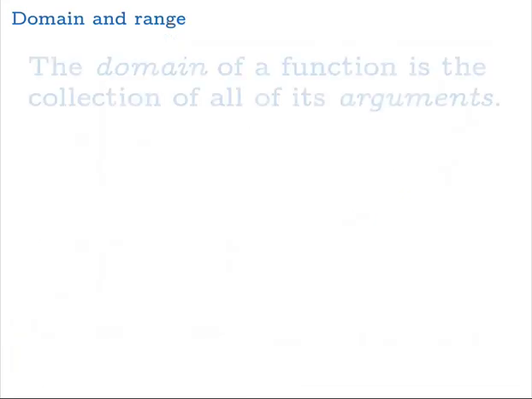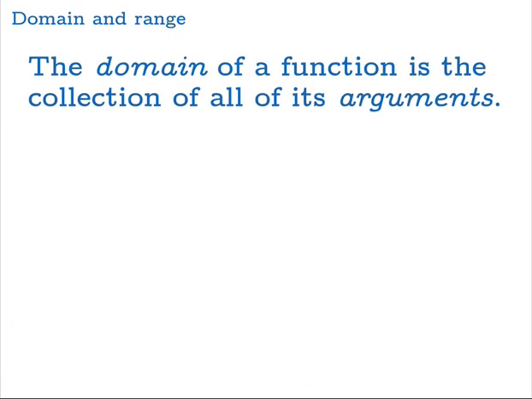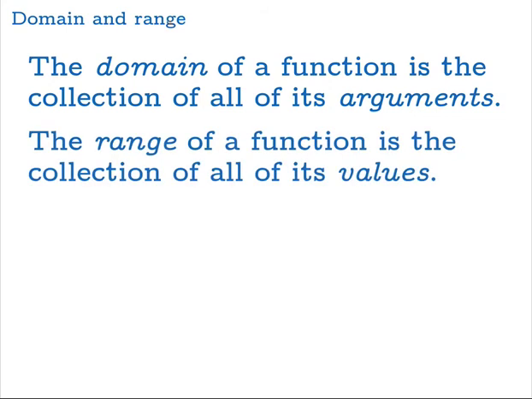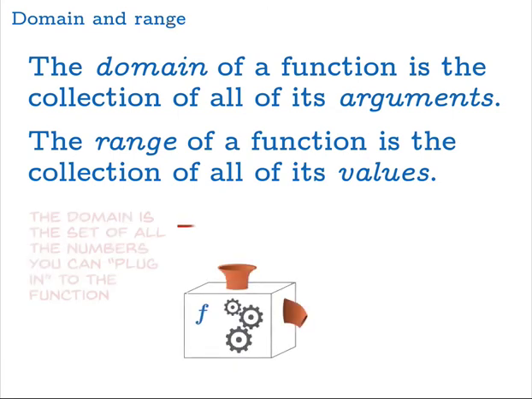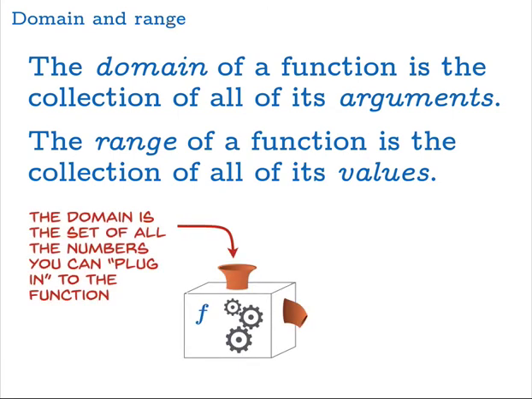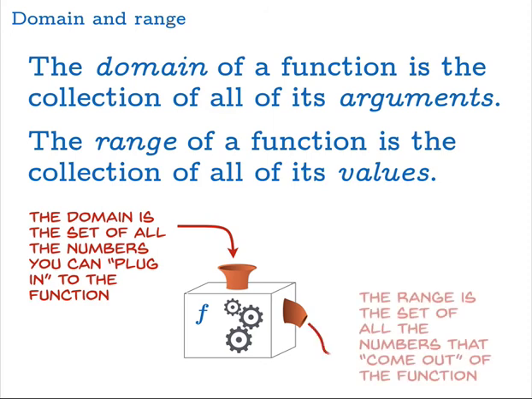Domain and range. So a couple definitions. The domain of a function is the collection of all its arguments, and the range of a function is the collection of all its values. So if you want to go back to this Dr. Seuss-like picture, the domain is just the set of all the numbers you can plug into the function, and the range is a set of all the numbers that come out of the function.